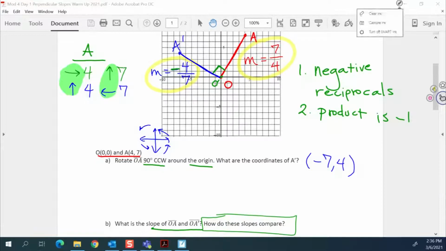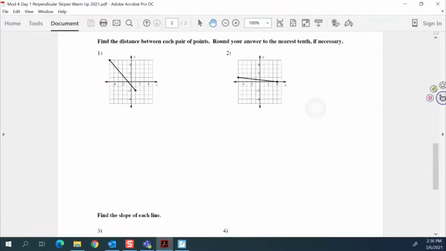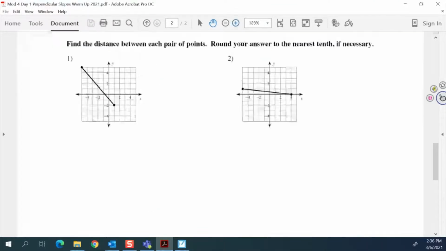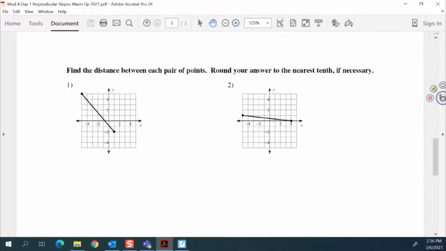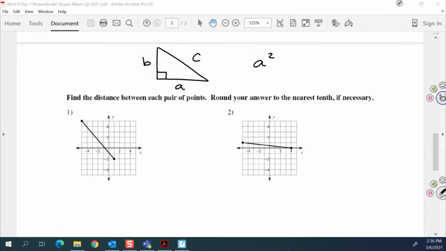The second topic I want to discuss in this video is about the distance formula and how to find distance between points. This is the simplest way that I know how to do it. It comes from the Pythagorean theorem. So if I have a right triangle, I know that a squared plus b squared is c squared.